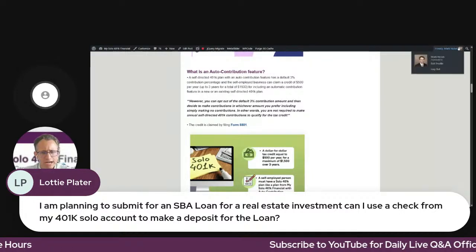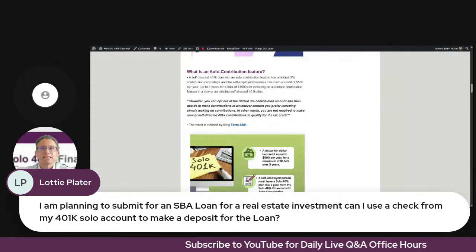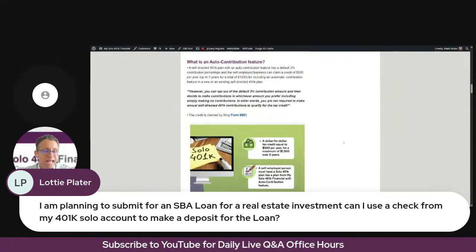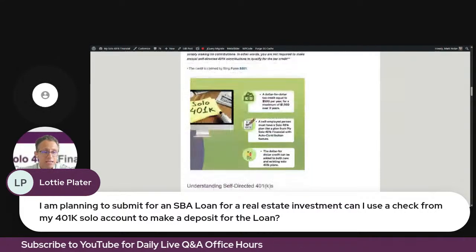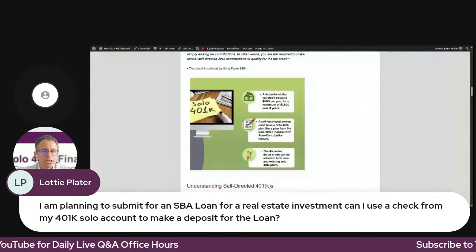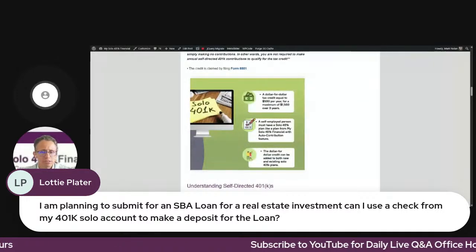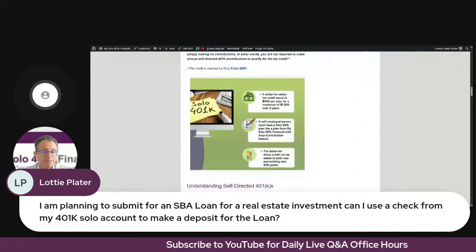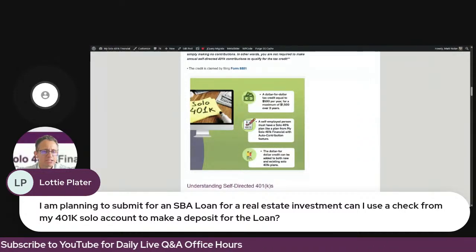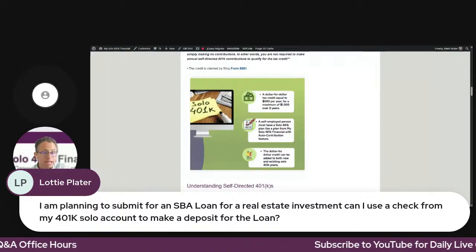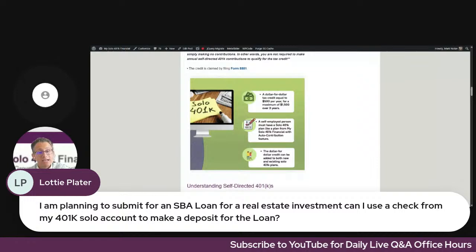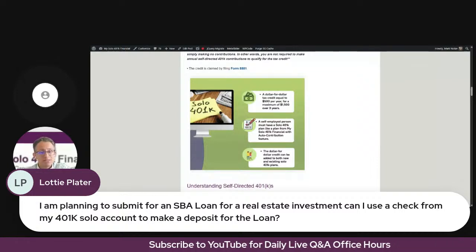Well, this $1,500 auto contribution credit, it's a dollar for dollar tax credit equal to $500 per year for a maximum of $1,500 over 3 years. You have to have a self-employed 401k plan from a self-directed solo 401k provider such as my solo 401k financial, whose plan documents allow for it and who has the necessary amendments to allow for that auto contribution credit.